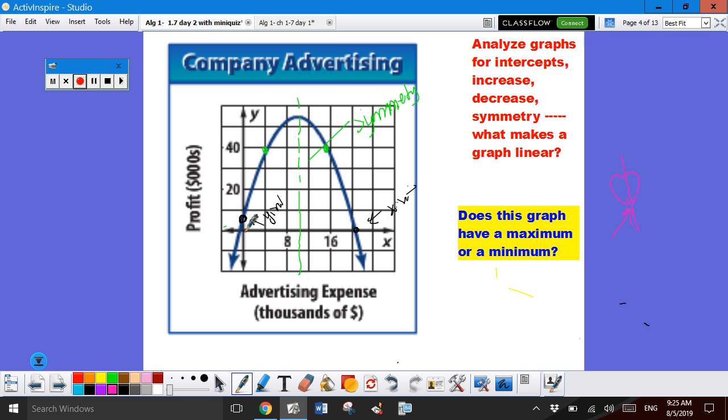So this one starts, comes up, and then goes down. So it has a maximum. Okay, it has a maximum. It has a top. So in this case, the maximum is going to be 50, maybe $55,000 is the most that they spent on advertising. Okay, and that would be giving them a greater profit.